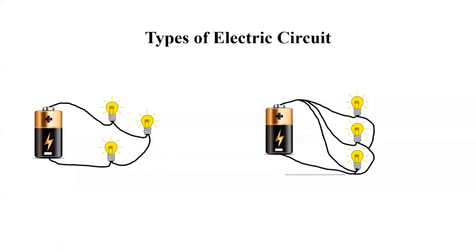Today we are going to learn about two circuit connections that are possible with any particular circuit: series circuit and parallel circuit. In our previous sessions we discussed open circuit, closed circuit, and short circuit. In the same way, today we are going to see these two types of circuit, series connection and parallel connection. So come on, let's get started.